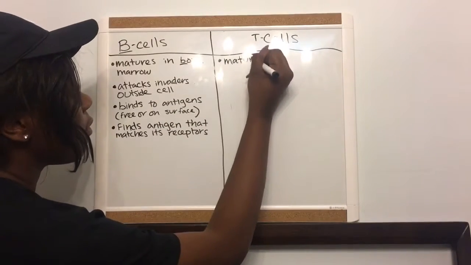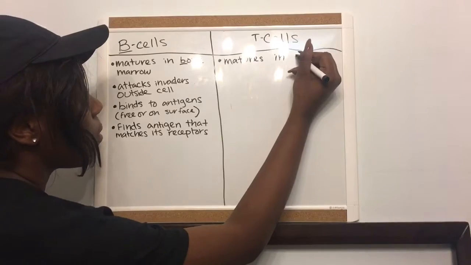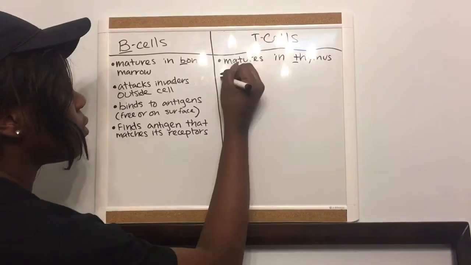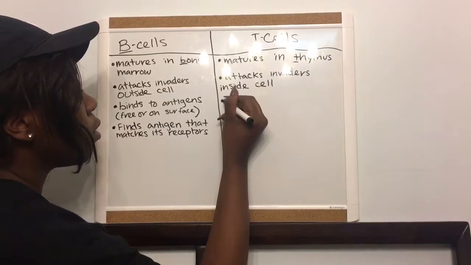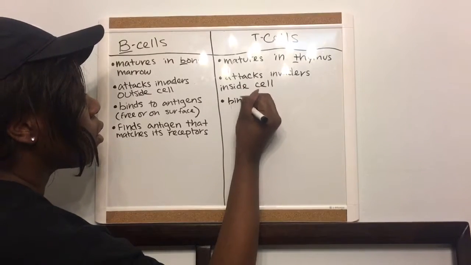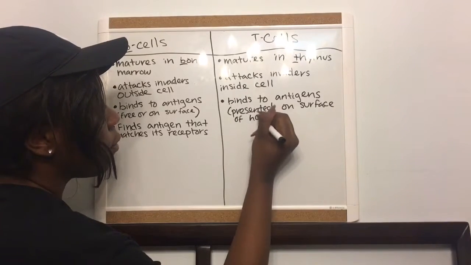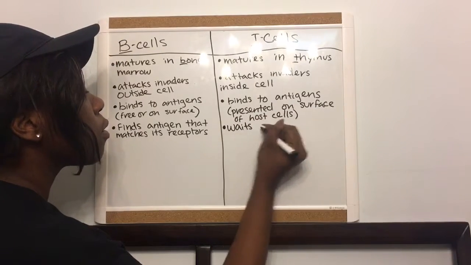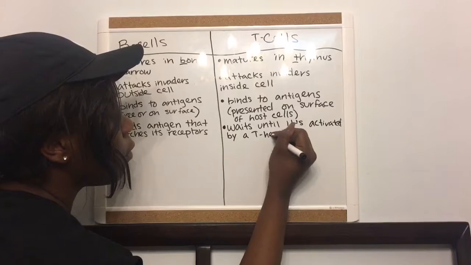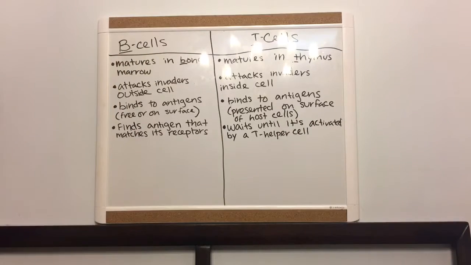Now, let's talk about T cells. T cells mature in the thymus. Those are derived in bone marrow, like B cells. It attacks its invaders inside the cell, as well as binds to antigens presented on the surface of the host cell, and waits until it's activated by a T helper cell to attack.